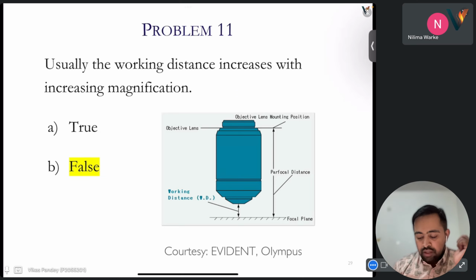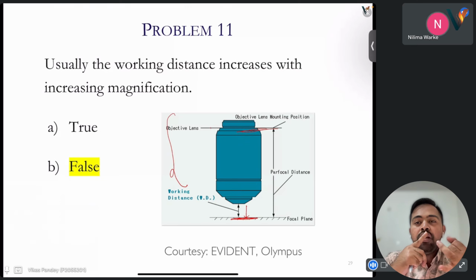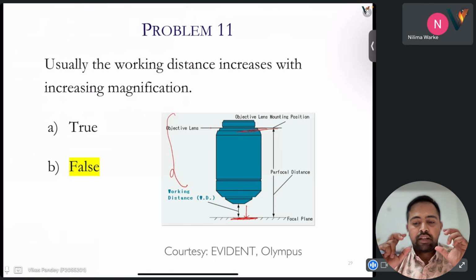So what it is? So we have this objective lens system. Okay. So objective lens is mounted here. We have this sample here. Okay. So this is the working distance, like distance of the lens from the sample. Okay, so if we are increasing magnification, actually the lens will come closer. So working distance will not increase, it will decrease, right? So when we are checking the sample, we want to go further, we simply go near the sample, not far away, right?